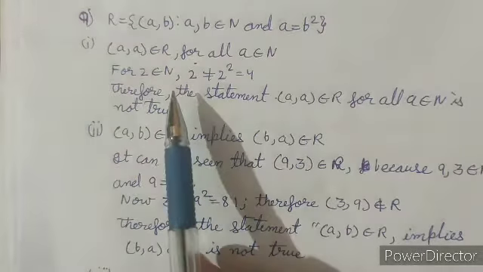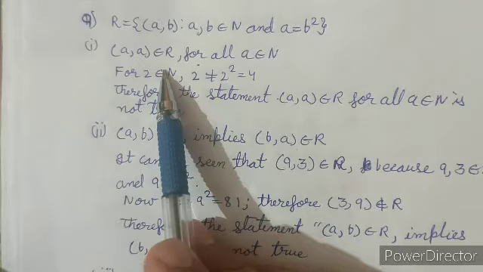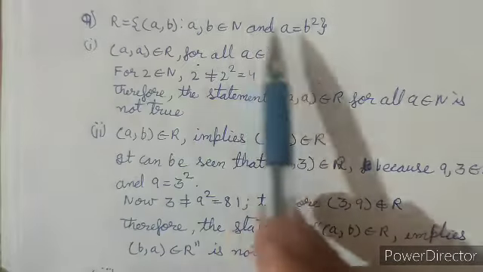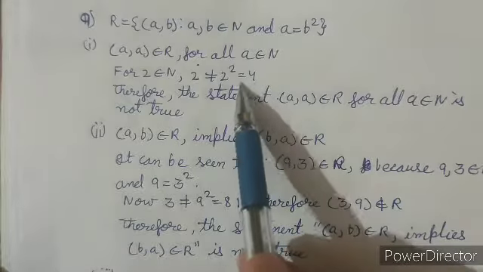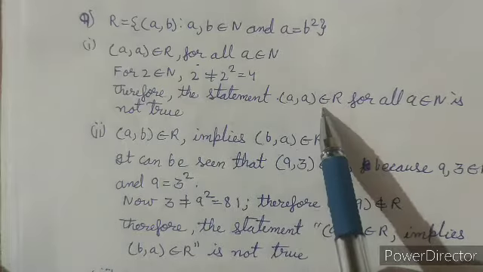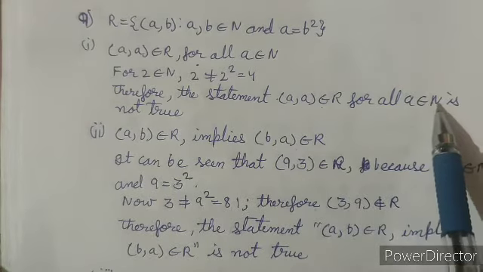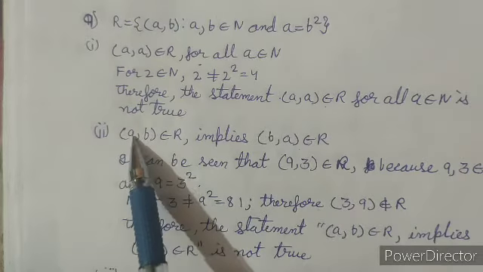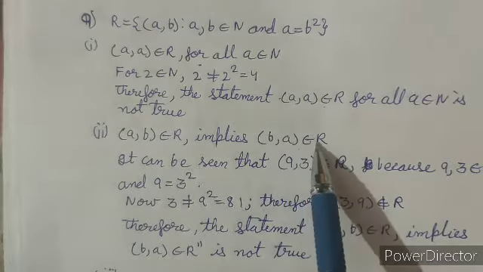Now, this can be proved by giving an example. For 2 belongs to natural number, we have to check whether (2, 2) belongs to R or not. Now, as 2 is not equal to square of 2, which is equal to 4, therefore we can say that (a, a) belongs to R for all a belongs to natural number is not true. Now the second statement is if (a, b) belongs to R implies that (b, a) belongs to R.